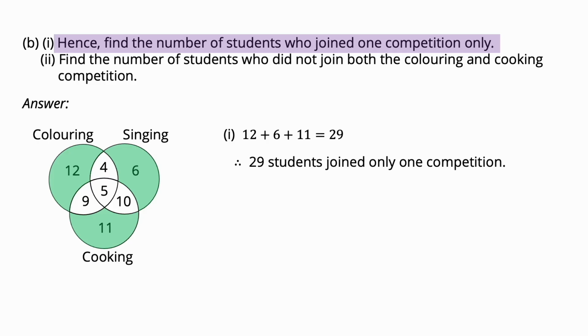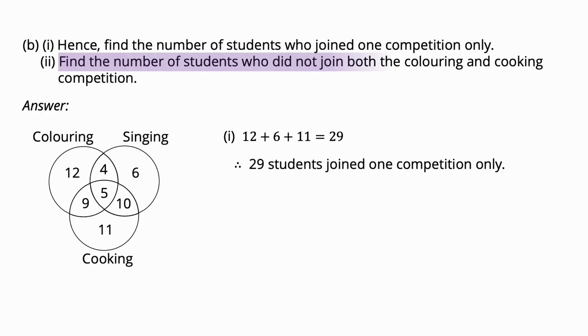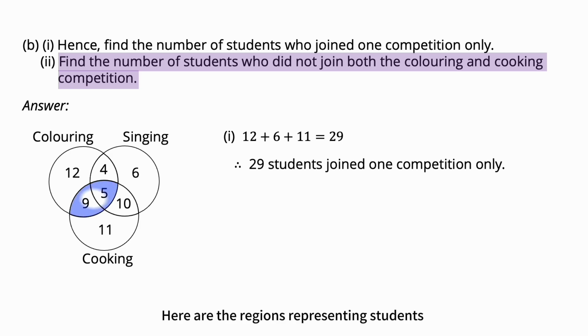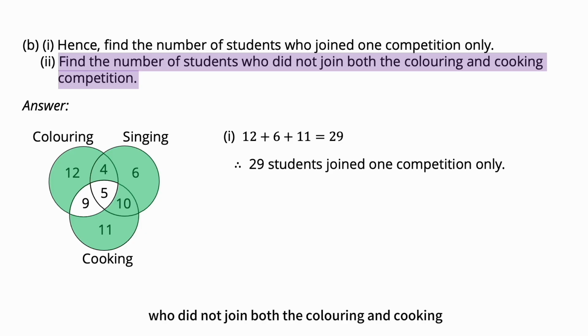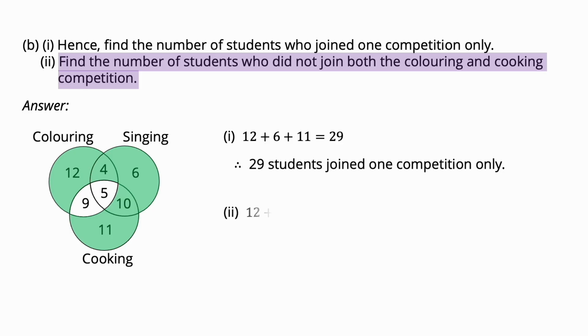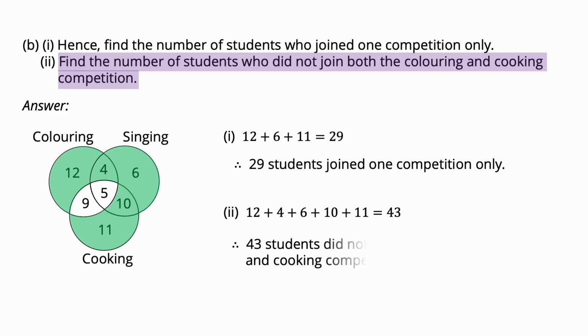B2. Find the number of students who did not join both the coloring and cooking competition. Here are the regions representing students who joined both the coloring and cooking competition. The remaining regions indicate the number of students who did not join both the coloring and cooking. 12 plus 4 plus 6 plus 10 plus 11 equals 43. Therefore, 43 students did not join both the coloring and cooking competition.